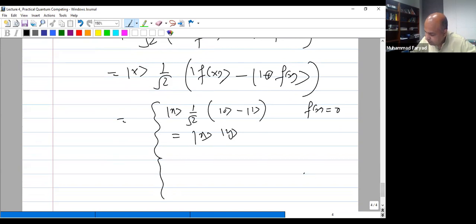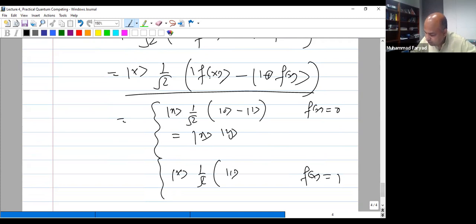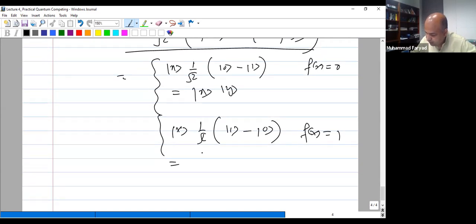So what if our f of x is 1? When f of x is 1, this will become x times 1 over square root 2. This is 1, so 1 plus 1 is 0. And I can take minus common. So this still becomes 0 minus 1, because when I take minus common, this will become plus, this will become minus, and this is minus x y.